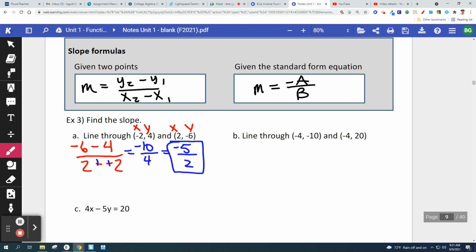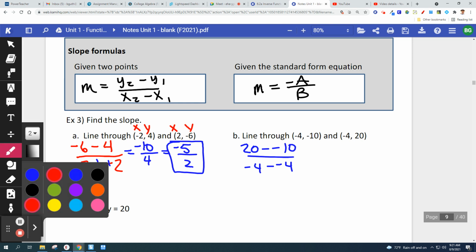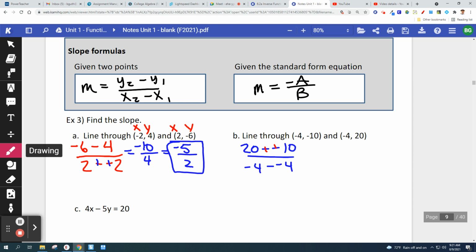Part B, we've got 2 points. Let's do the same thing. Slope equation. y2 minus y1 over x2 minus x1. Add the opposite, that's 30. Add the opposite, negative 4 plus 4 is 0. All right, what happens when we have 0 on the bottom? That's undefined. All right, that one is undefined, and that's okay.